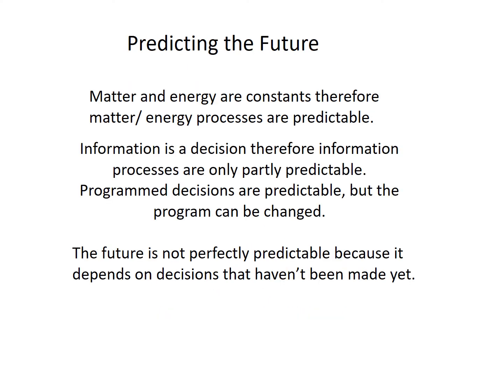How about predicting the future? Matter and energy are constants. Therefore, matter and energy processes are predictable. Information, on the other hand, is a decision. Therefore, information processes are only partly predictable. Program decisions are predictable, but the program can be changed. The future is not perfectly predictable because it depends on decisions that haven't been made yet.